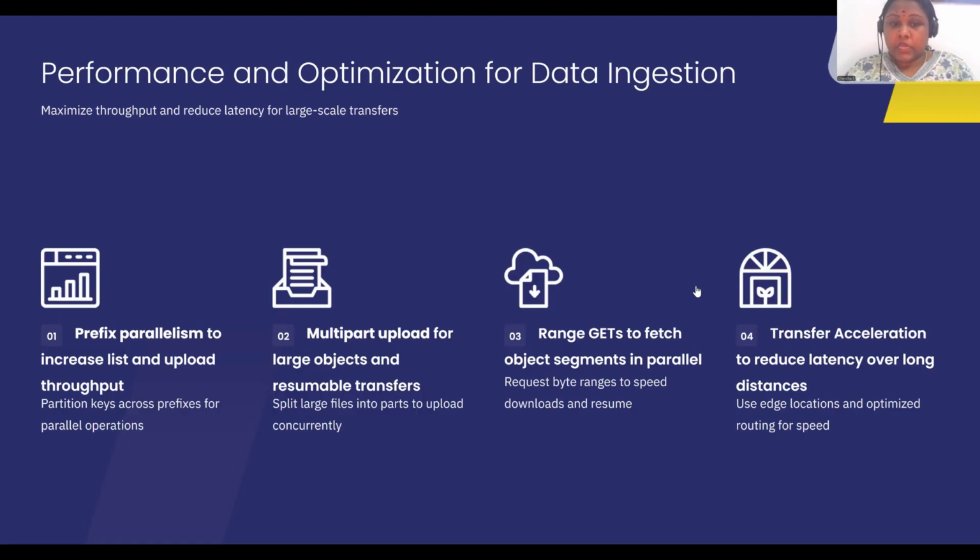Then, range gets allow you to download specific byte ranges of an object. This enables multiple parts of a large object to be fetched in parallel, which is especially useful for analytics and machine learning workloads. Finally, S3 transfer acceleration reduces latency for long distance data transfers. Data is routed through AWS edge locations and the global AWS network, significantly improving upload and download speeds for geographically distributed users.